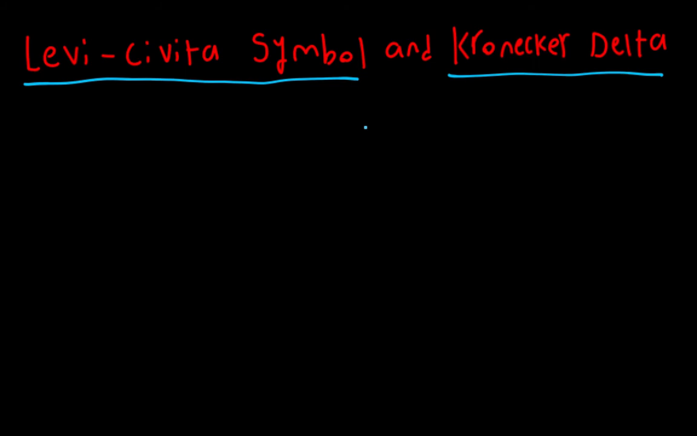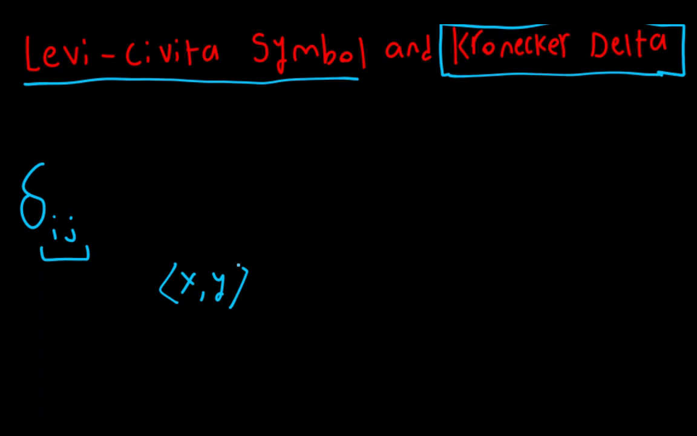So we'll start with the Kronecker delta because I think this one's a little bit simpler to visualize. The Kronecker delta looks something like this, where you have an i and j here. And this i and j refers to the i and the j unit vectors, right? So if you have coordinates x, y, you would write this as xi plus yj. So this right here refers to this x term and this y term here, and that's basically what this does.